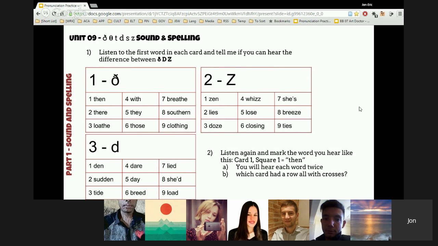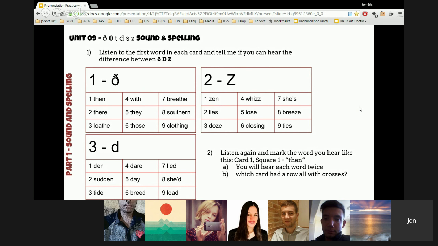Card 3, square 6. The sound is 3. It is the third sound, but say the word for me. Yes, it is the third sound, but say the word. Card 3, square 6. Can you see the word? Card 3, square 6. Breathe. Say again? Breathe. Breathe. Excellent.